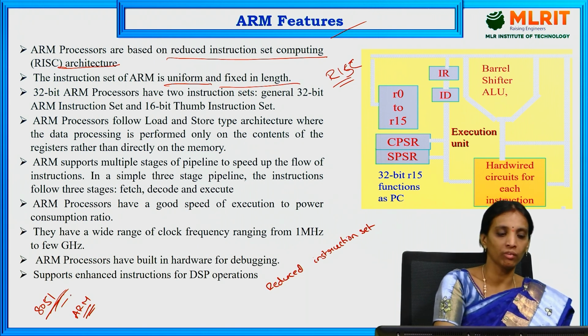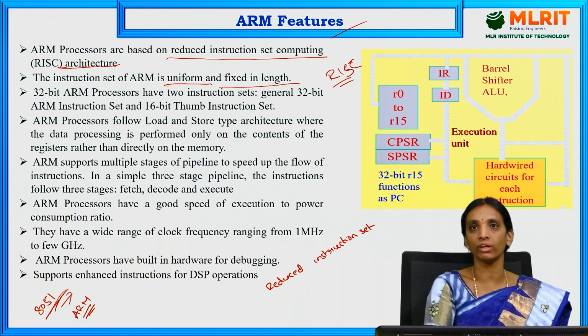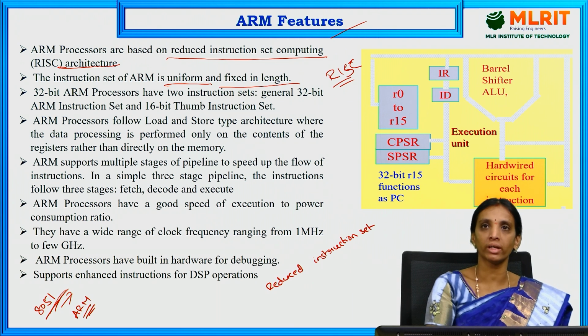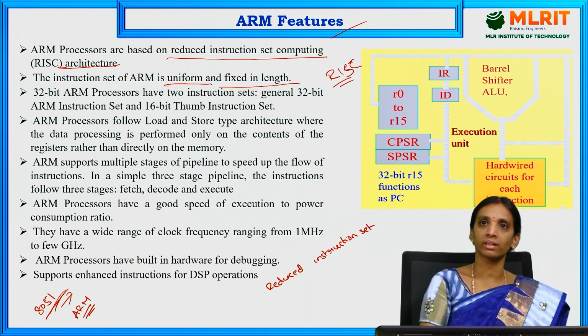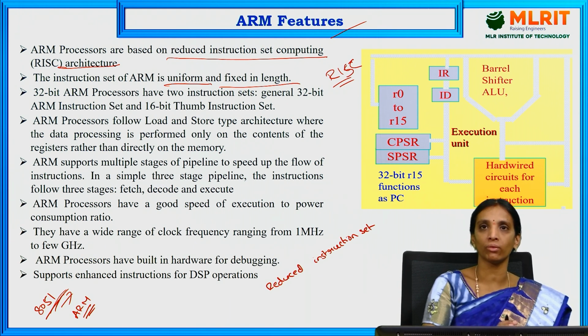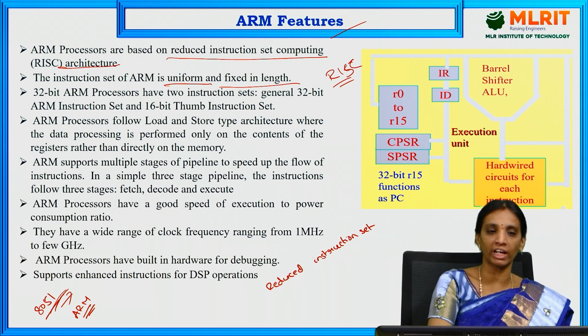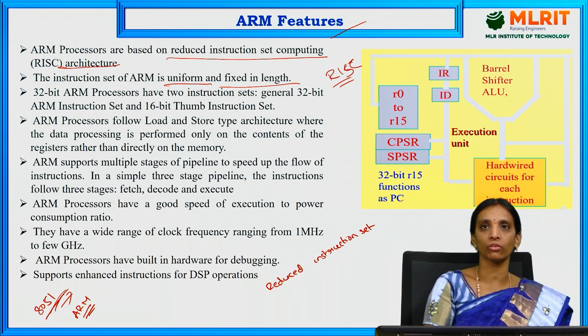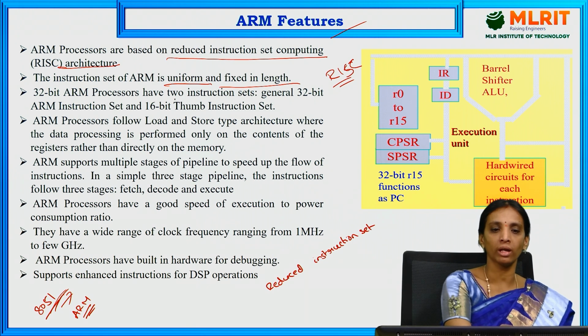In 8051, we have already discussed that we have variable length instruction sets. For each instruction, the length of the instruction and the time required will not be fixed. The length of the instruction is not fixed, depending on the data, whether we have used 16-bit data or 8-bit data. But in the ARM processor, the instruction set is uniform and fixed in length. And a 32-bit ARM processor has two instruction sets: the general 32-bit ARM instruction set and the 16-bit thumb instruction set.